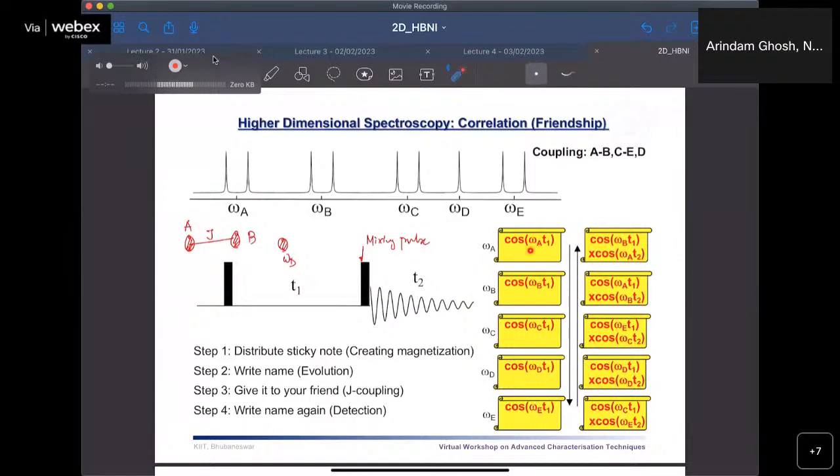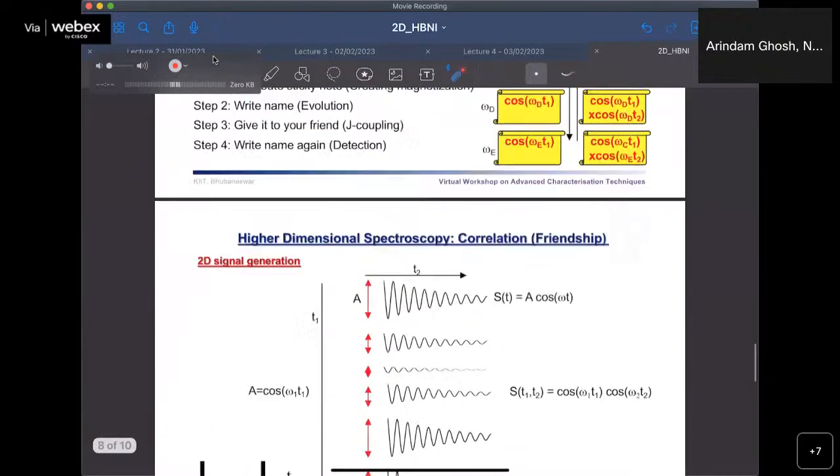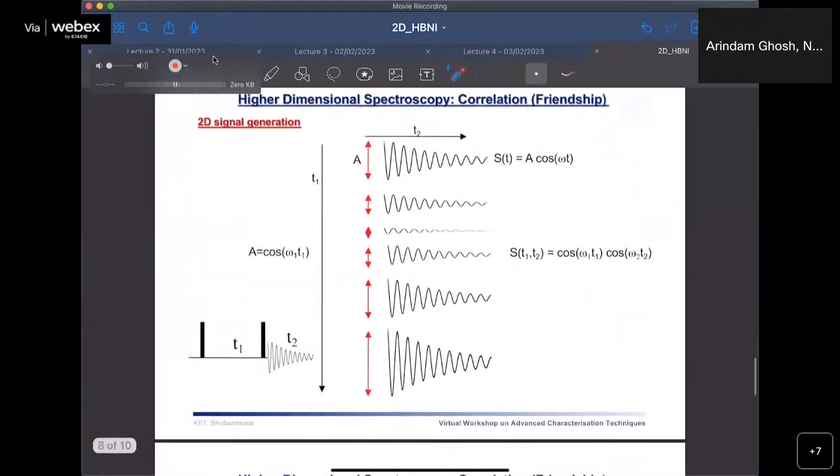But for omega A, the first time it is evolving with omega A, but then it is transferred from A to B, correct? So A has been transferred to B, and the next time it evolves with omega B. So therefore we have now the frequency omega A first, which came from here, and then omega B. So therefore I can clearly see that, and this is basically the process of how to do it.